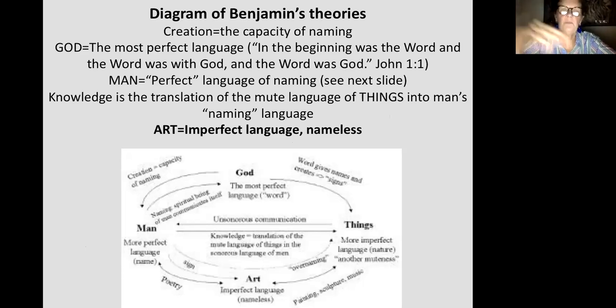And one more point here, down here. It says that knowledge is the translation of the mute language of things into man's naming language. I want you to hear those words: the mute language of things. Things don't speak. They do not name themselves. Man names them, and man's language is naming.